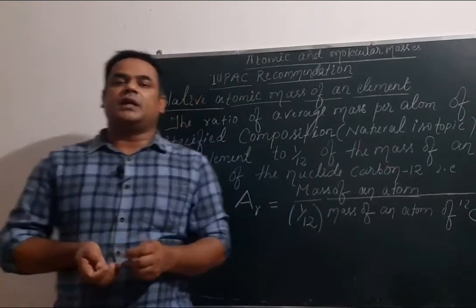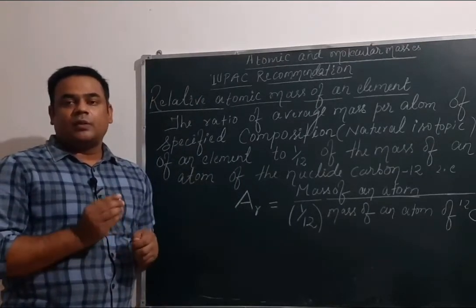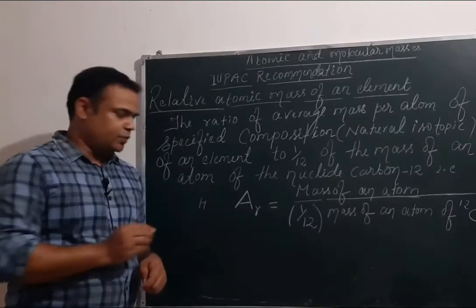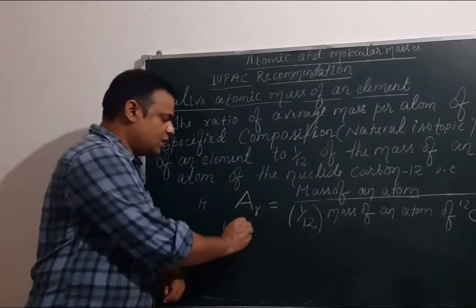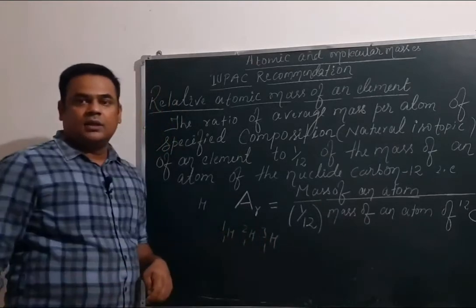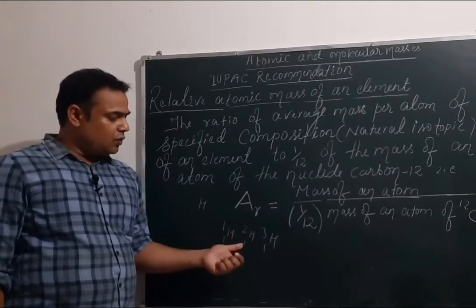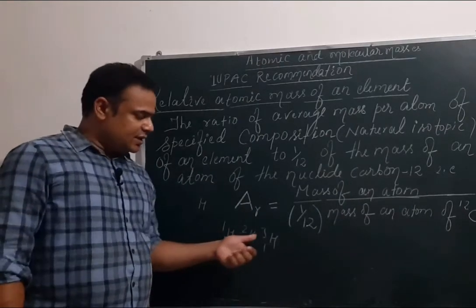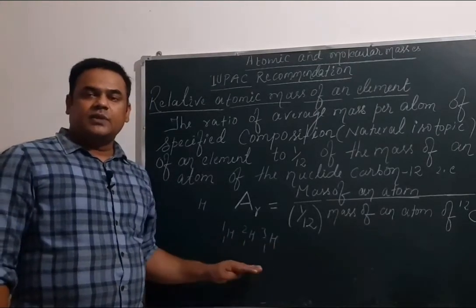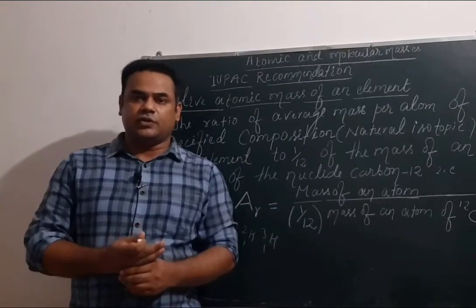In simple language we can understand it this way. Whenever we talk about any element, for example hydrogen, hydrogen has three isotopes: 1H1, 2H1 and 3H1. 1H1 is known as protium, 2H1 is known as deuterium, and 3H1 is known as tritium. So there are three isotopes of hydrogen, and these three isotopes are present in the environment in different percentage compositions.